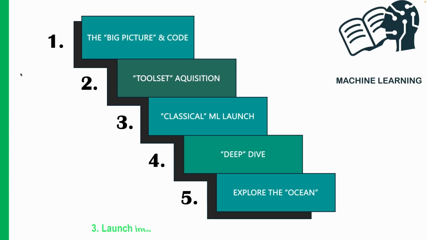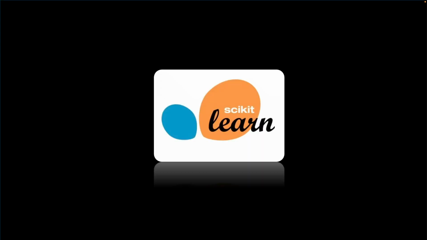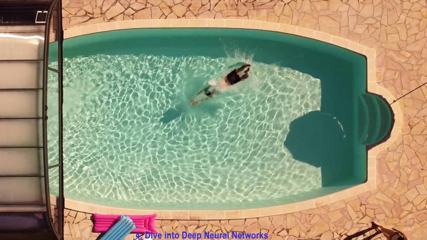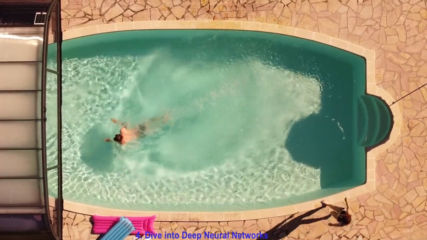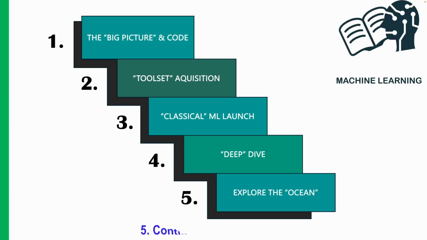Thirdly, you launch into the classicals. There are certain classical algorithms in machine learning. There are about 10 or 12 of them, depending on the depth that you want to go. So you launch into that classical, you dive into a library of Python called Scikit-learn. The fourth step is for you to dive deep into deep learning, neural networks. Then the fifth step is for you to explore the ocean. Exploring the ocean means you just continue to learn.